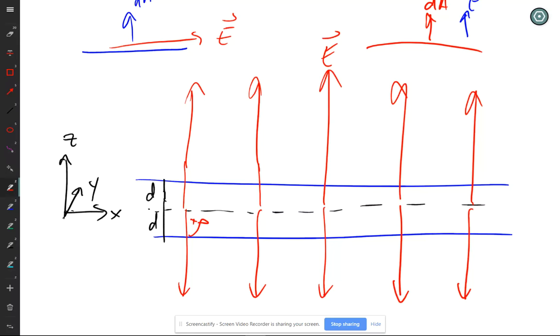Only Z. So that means I'm going to need a surface at constant height above my plane, so that I'll have constant E. So I'll make a surface here, and notice I made it circular. You can make it square, star-shaped, whatever you want, as long as that surface is such that dA is parallel to E.